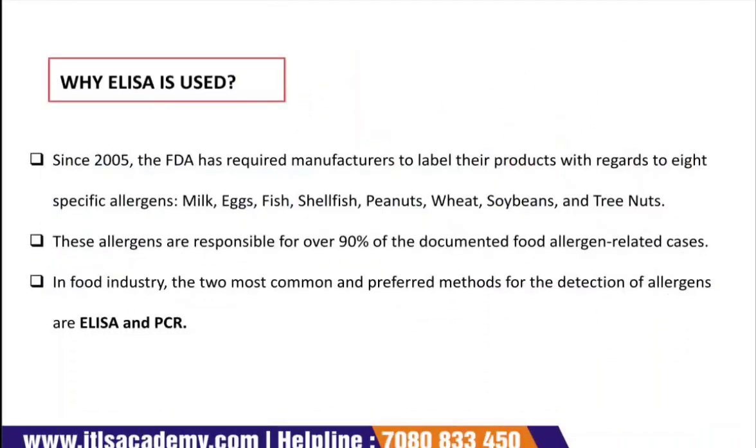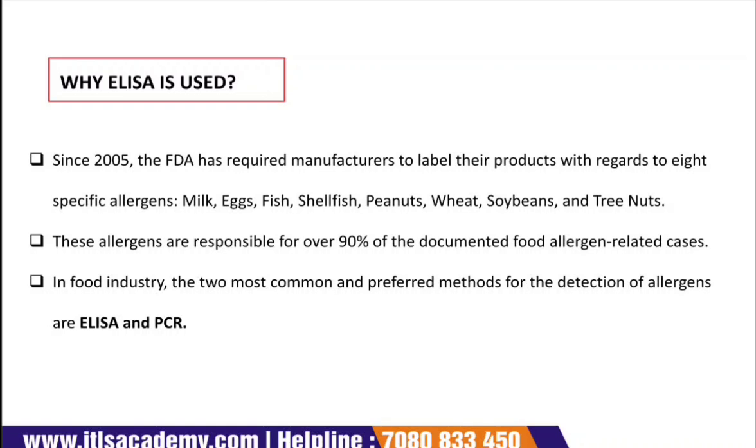Now why is ELISA used? In 2005, the FDA, the Food and Drug Administration, required manufacturers to label their products with regard to 8 specific allergens. So what are they? They are milk, egg, fish, shellfish, peanuts, wheat, soybean, and tree nuts. These allergens are responsible for over 90% of the documented food allergen related cases.